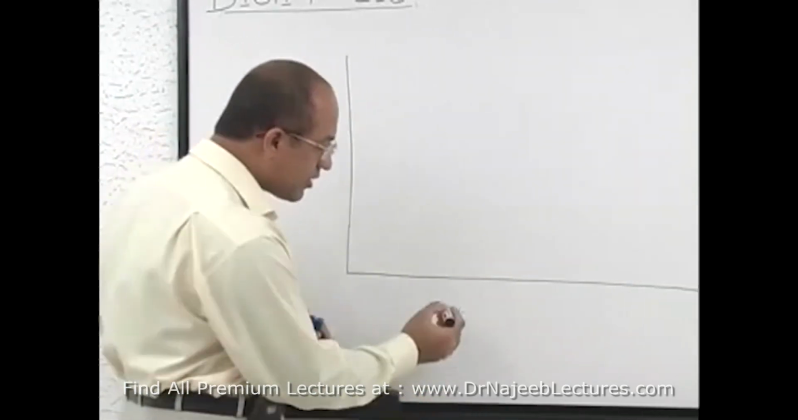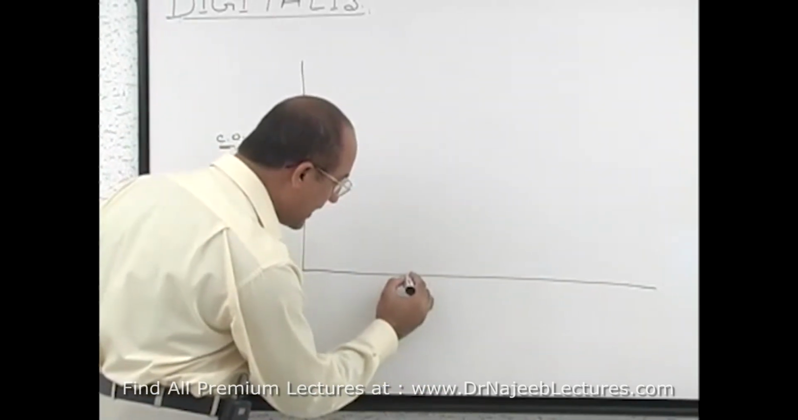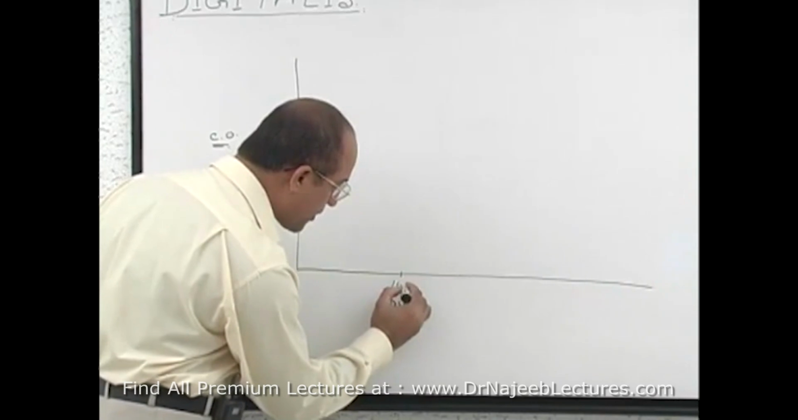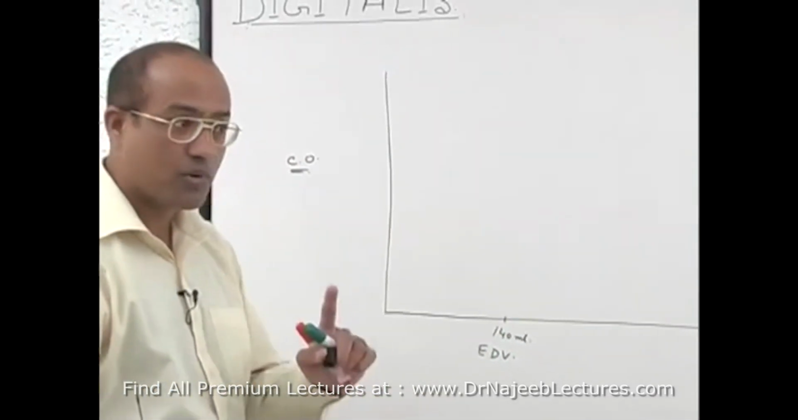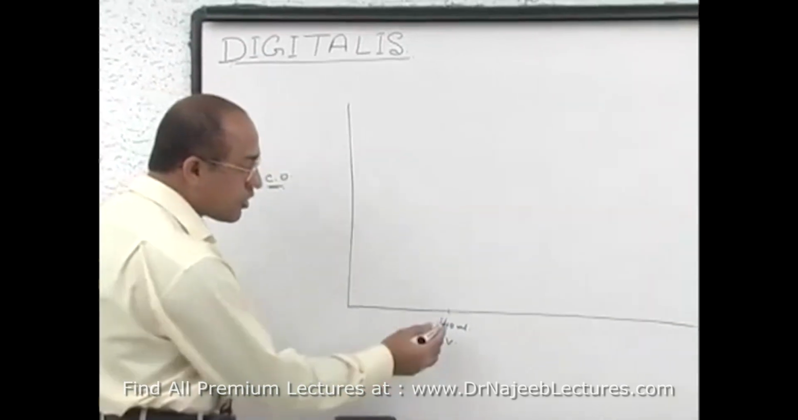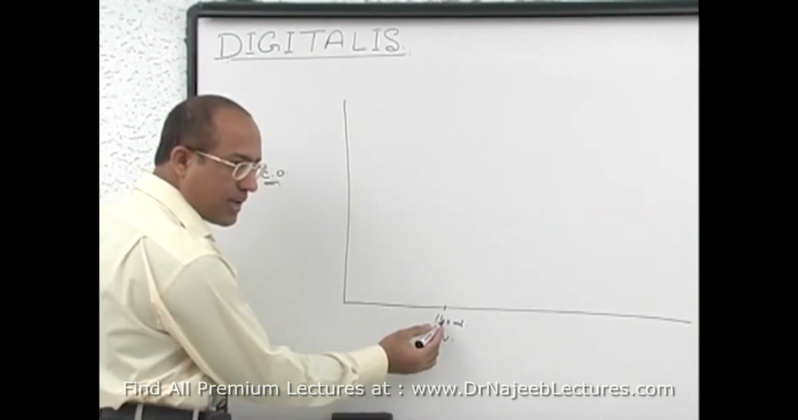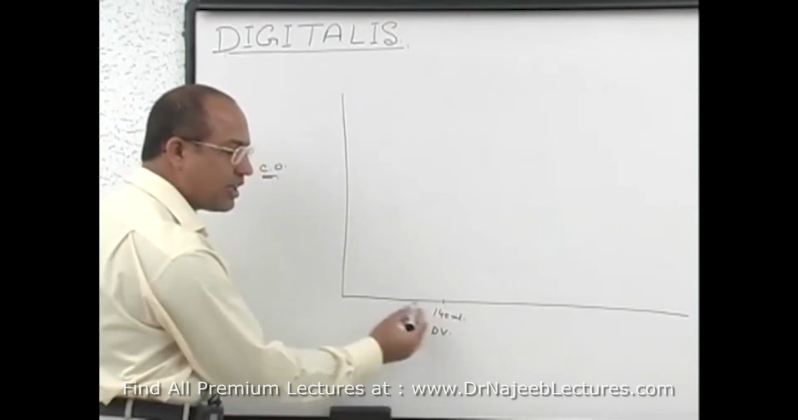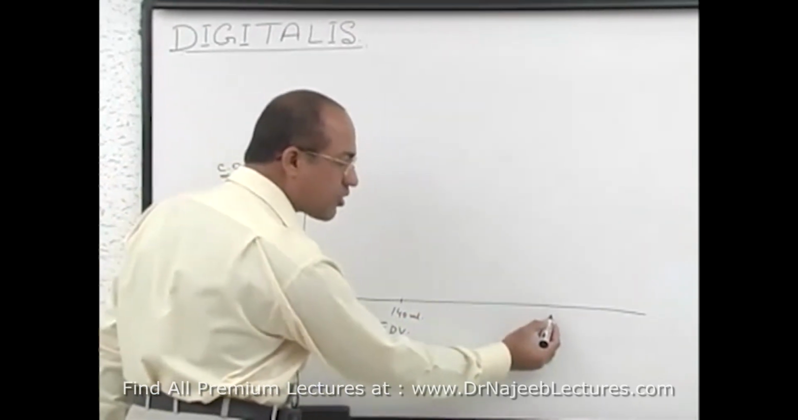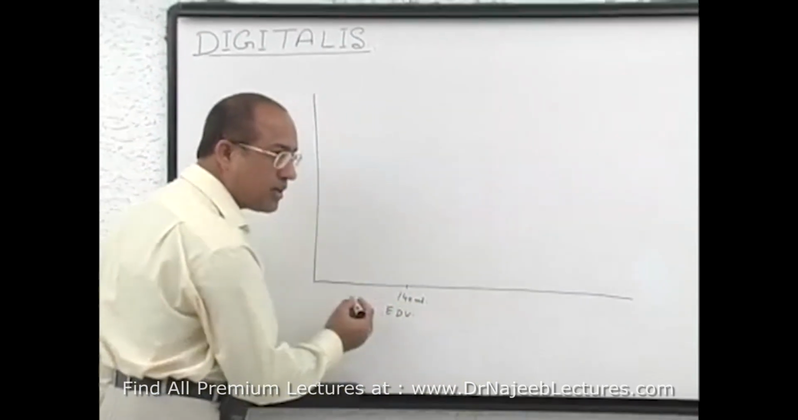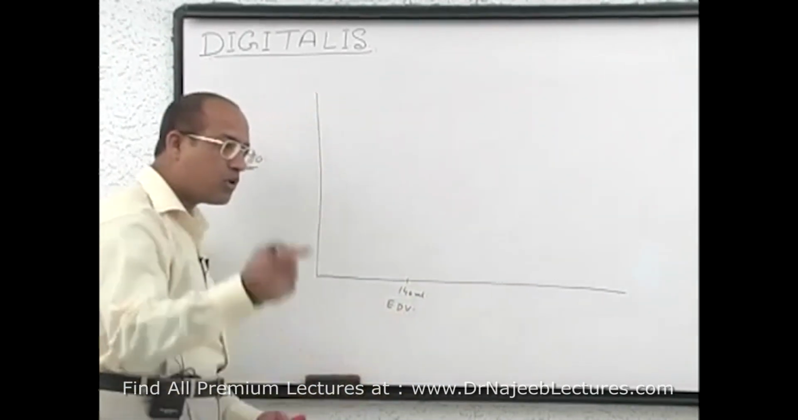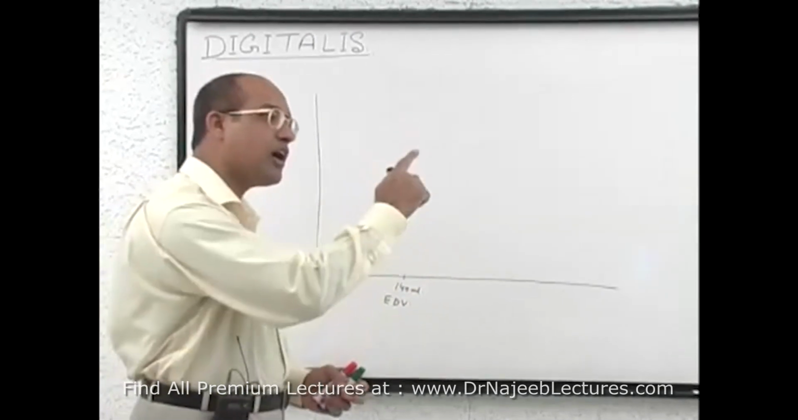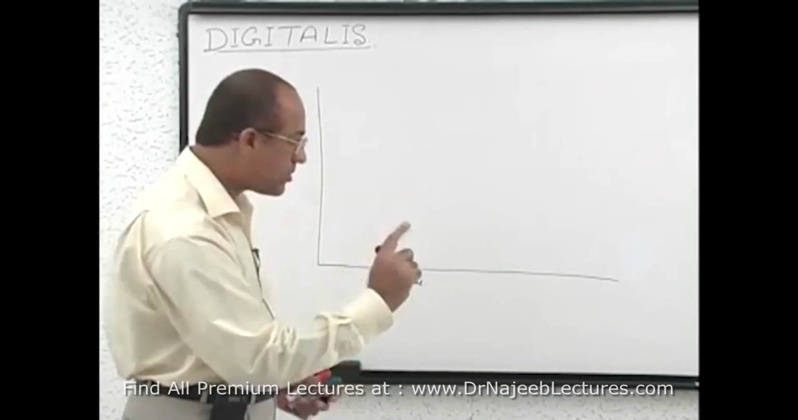You know that normally in a healthy heart, end diastolic volume is about 140 ml. First I will talk about a healthy heart. End diastolic volume is about 140 ml. And we know in a healthy heart, if you keep on increasing end diastolic volume, it means you are filling the heart more. Heart has intrinsic regulation that the more you fill in, the more it produces output, right?